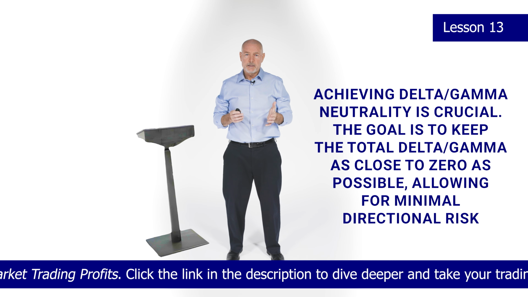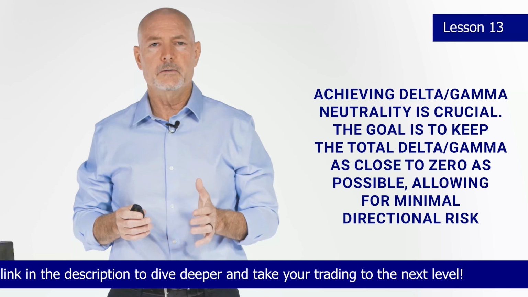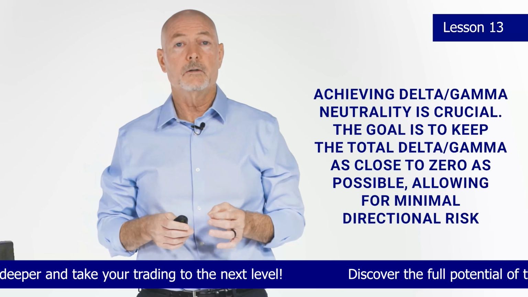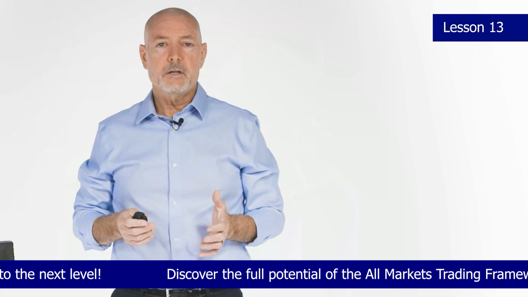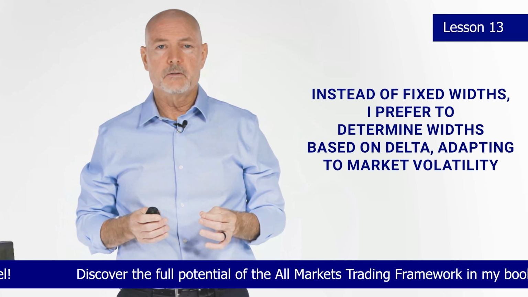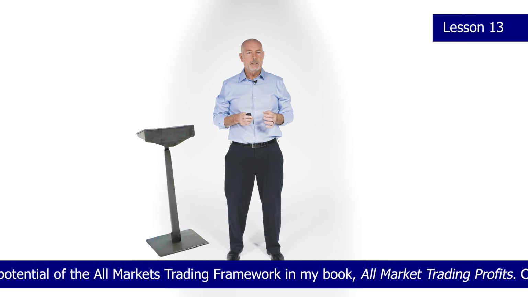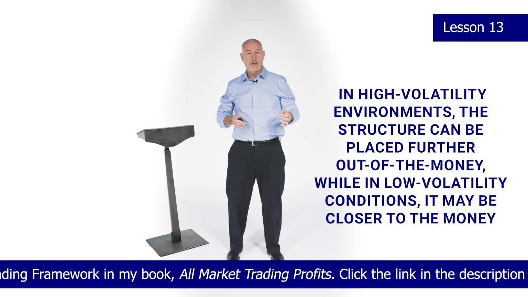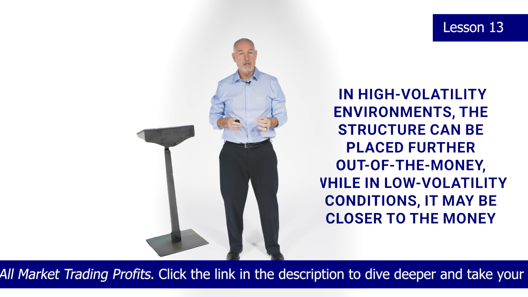Delta and gamma neutrality. Achieving delta and gamma neutrality is crucial. The goal is to keep the total delta and gamma as close to zero as possible, allowing for minimal directional risk. Dynamic widths based on delta. Instead of fixed widths, I prefer to determine widths based on delta, adapting to market volatility. In high volatility environments, the structure can be placed further out of the money, while in low volatility conditions, it may be closer to the money.